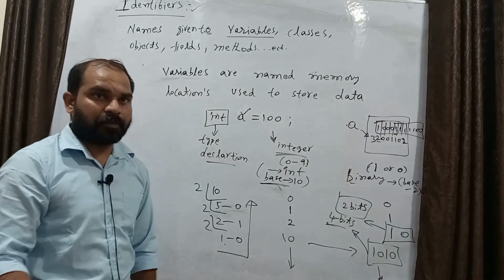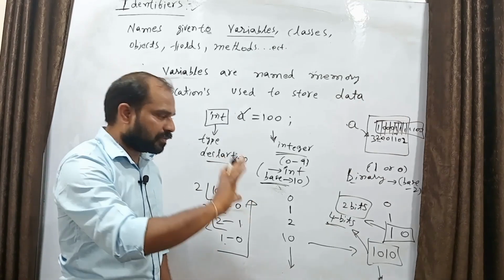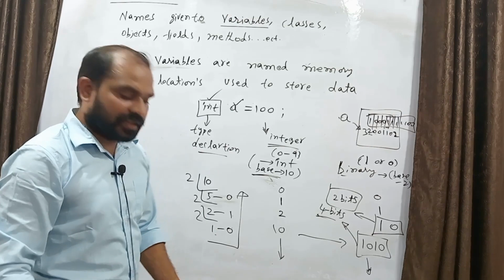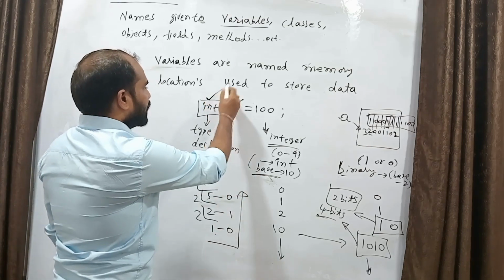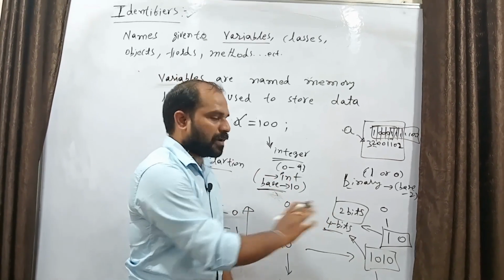It may cross 1 byte, it may cross 2 bytes, 3 bytes, 4 bytes. So depending upon that memory, these data types are categorized. In the next class, we will discuss the different data types which are going to store numbers depending upon the size.